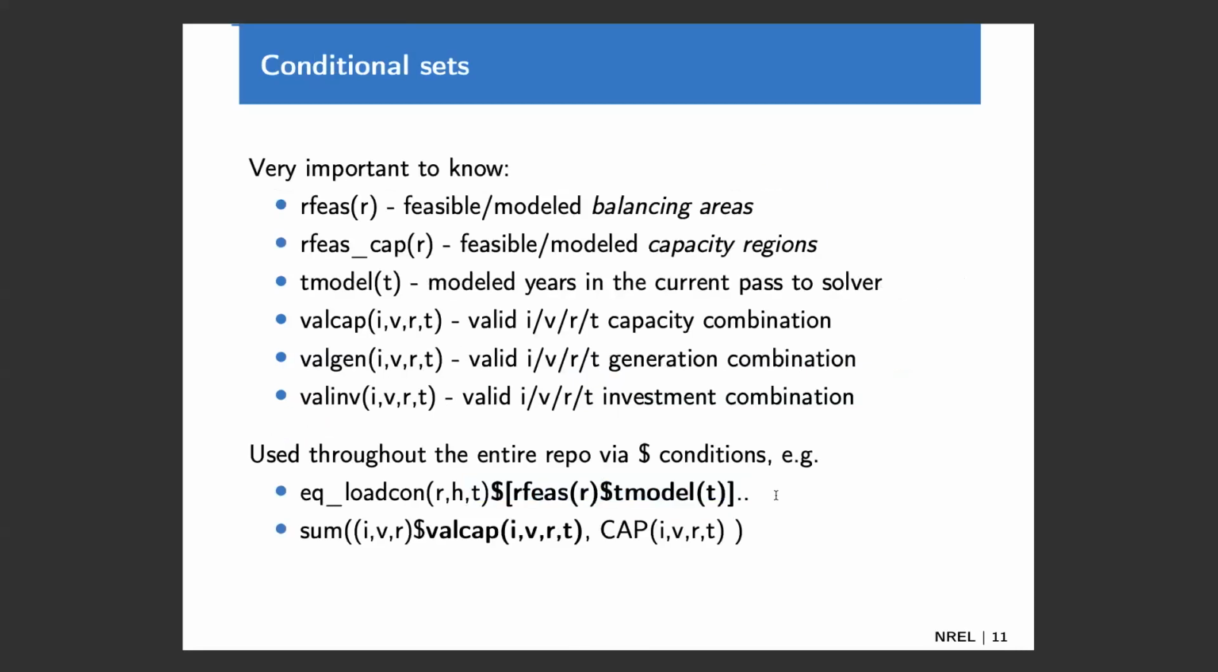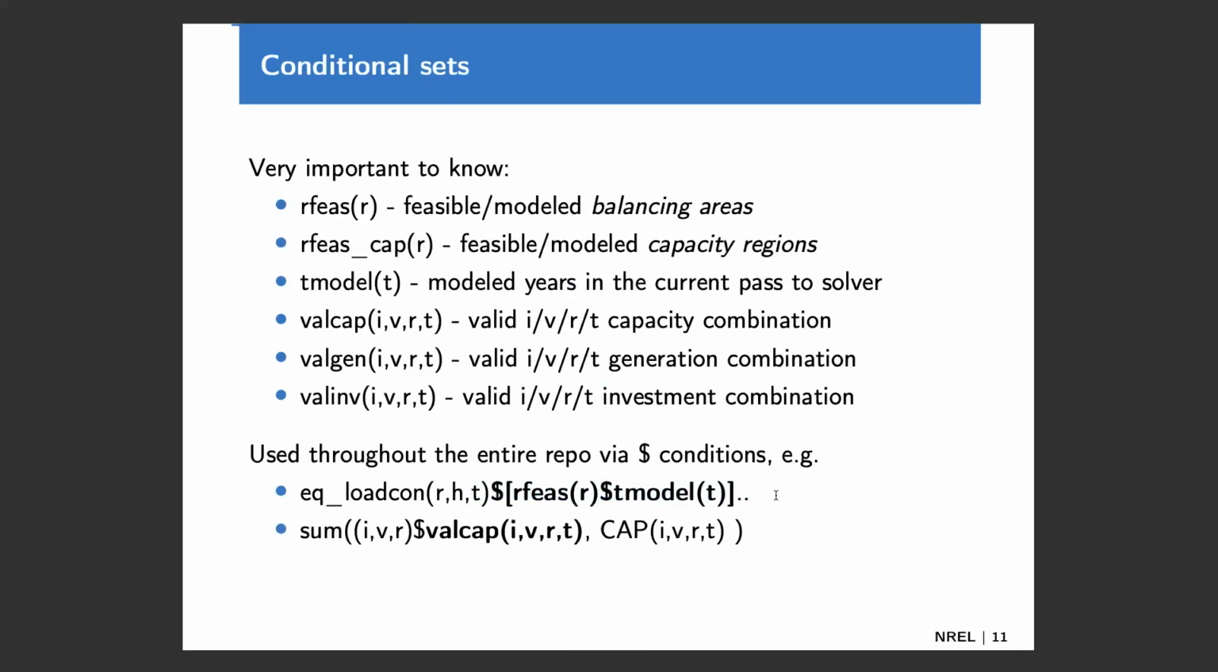Within the model, we use what I call conditional sets, and these are very important to know. I can provide some examples at the bottom, but what these do is essentially provide a check on which regions you're modeling, which time periods you're modeling, which capacity combinations you're modeling, those sorts of things. But it's very important to know a few of these.